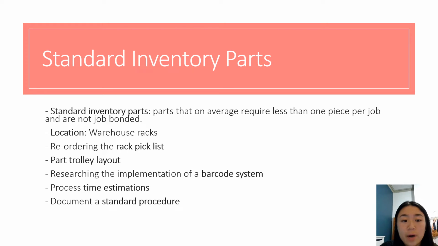So the first part category is the standard inventory parts. These are defined as parts that on average require less than one piece per job, and they are not job bonded, which I will discuss later on in the slides. These were located in the racks in the warehouse, and the main tasks that I looked into for these parts included reordering the rack pick list.